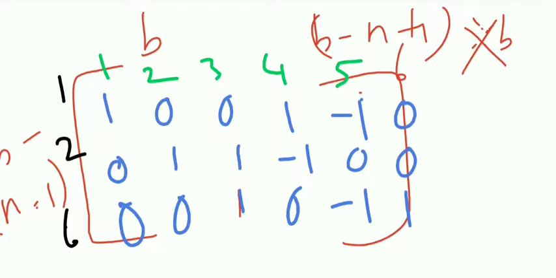So this is my fundamental tie-set matrix. The number of links is 3 and the number of branches is 6. So it is a 3 by 6 matrix.